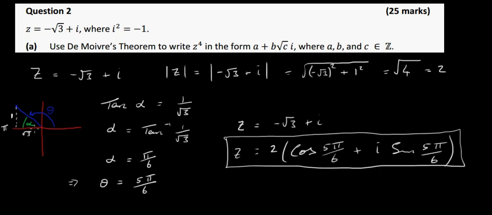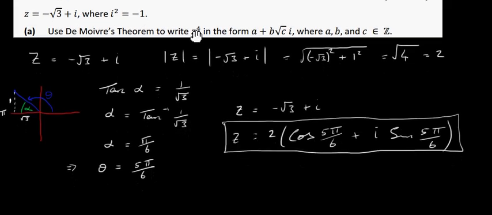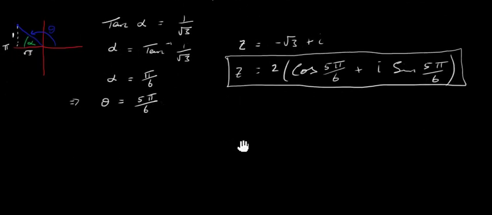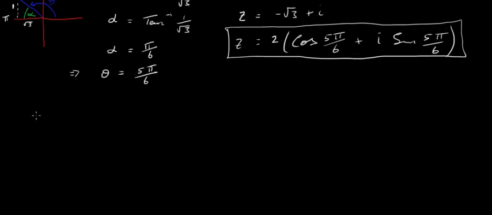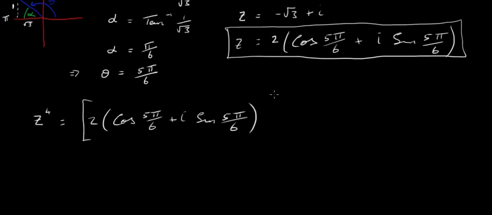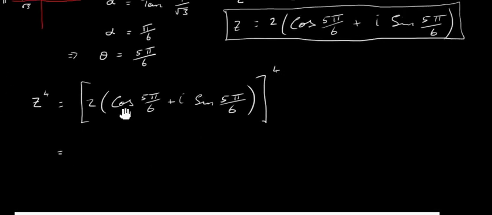So what we've got to do is use de Moivre's theorem to write z to the power of 4. This is what we've got to do here, z to the power of 4. So let's do that down here. Okay, so we want z to the power of 4. So that's just going to be our 2 cos 5 pi over 6 plus i sine 5 pi over 6, and we've got to raise all of this to the power of 4. So let's do that. Well, 2 to the power of 4 is 16, so that's just going to be 16.